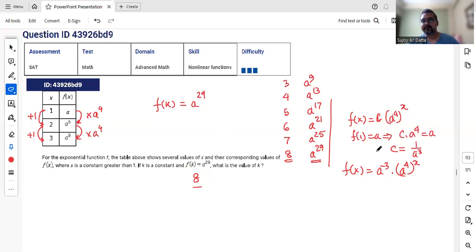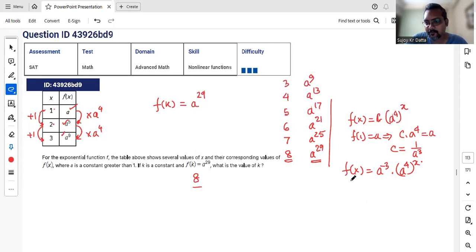So now if I just try to see whether this really works, if I plug in x as 1, what do I get? a to the power 4 times a to the power minus 3. So that's a. If I plug in x as 2, what do I get? a to the power 8 minus 3, 5. Yes. If I plug in 3, then 4 times 3 is 12, 12 minus 3 is 9.